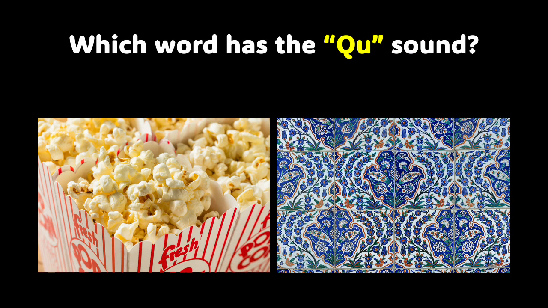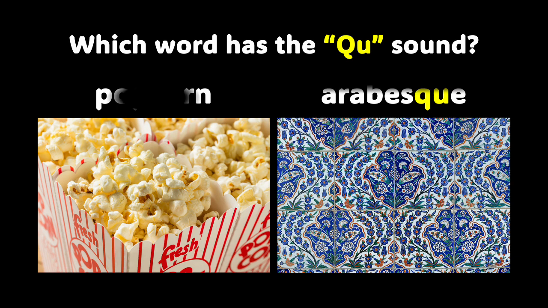All right, look at the picture and see if you know the words that match with those pictures. And if so, which word has the Q-U sound? Well, if you said arabesque, you got it right. The word arabesque can have two different meanings. One can be a ballet position, a move in ballet, the dance, or arabesque can be a type of art, and you see an example of it on your screen. You are amazing. Let's keep going.